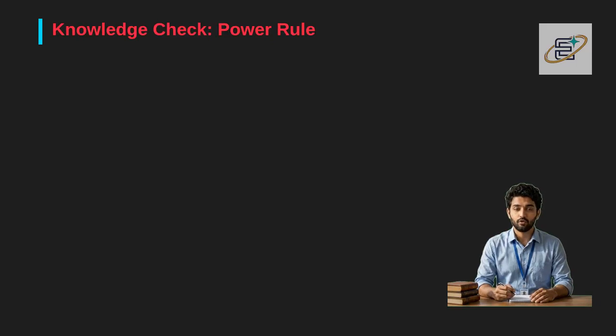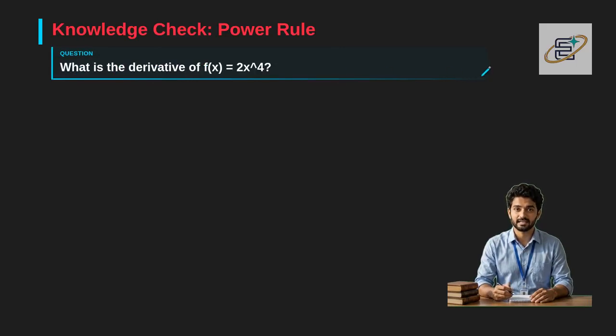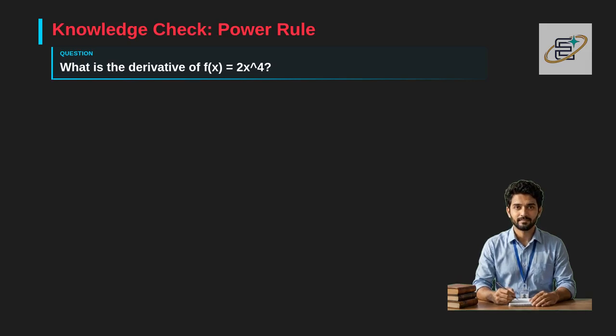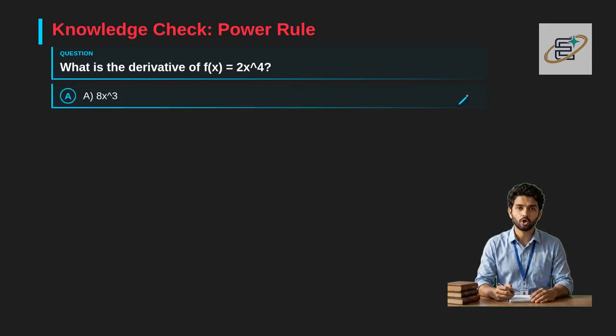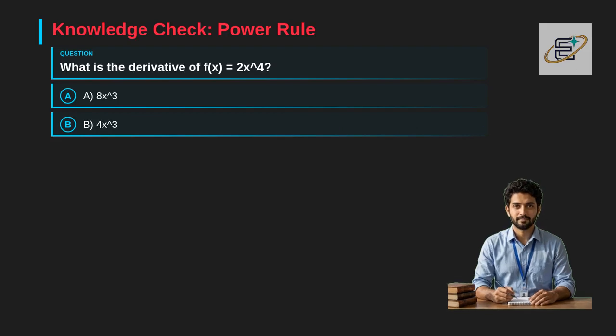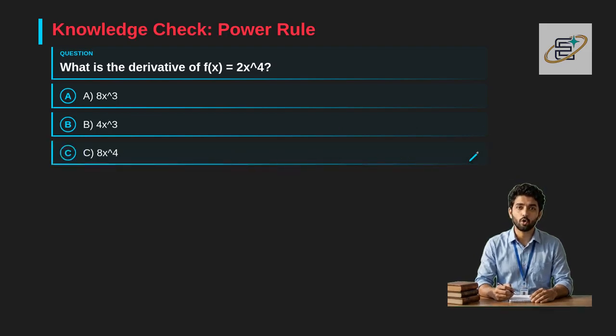Let's pause for a quick knowledge check to make sure you have mastered the power rule. Here is your question. What is the derivative of the function f of x equals 2x to the power of 4? Option A says 8x cubed. Option B says 4x cubed. Option C says 8x to the power of 4. And option D says 2x cubed.